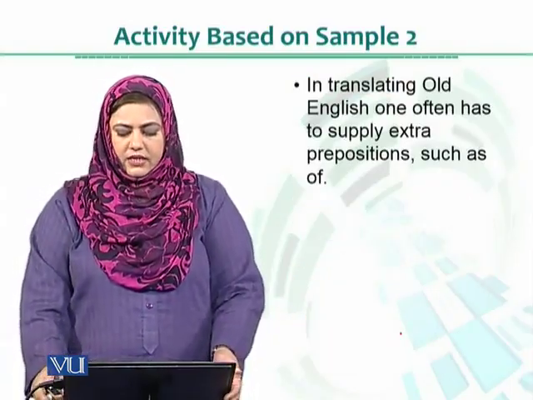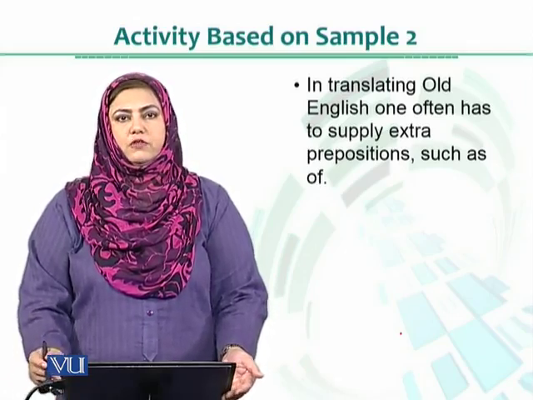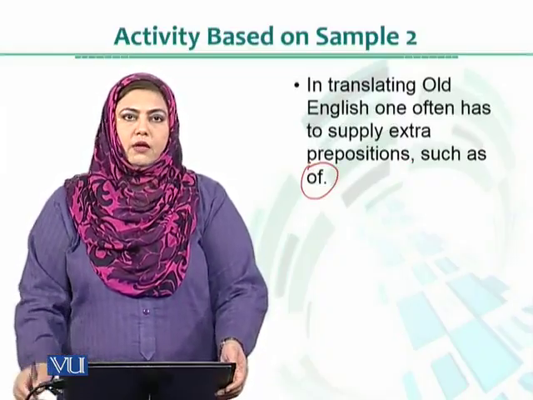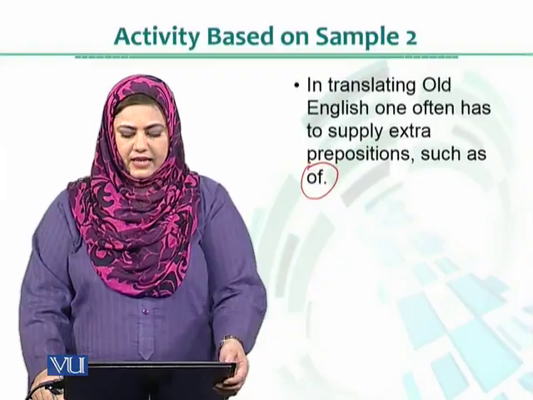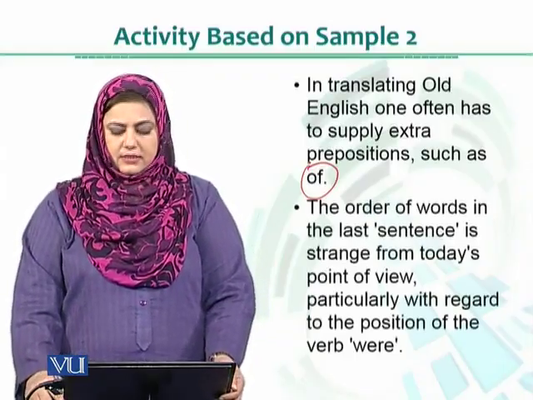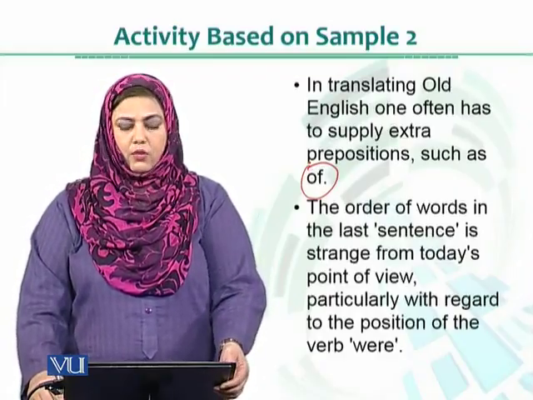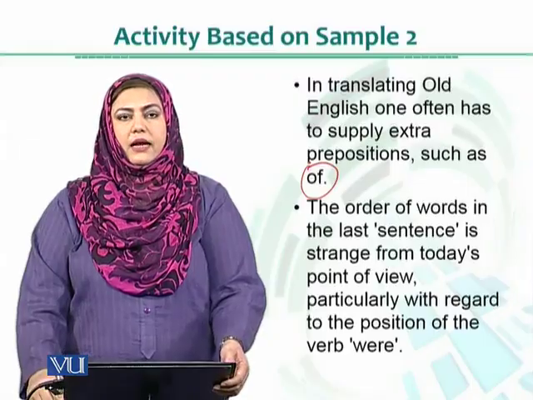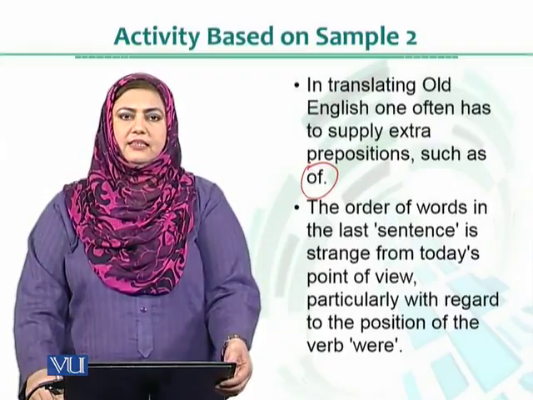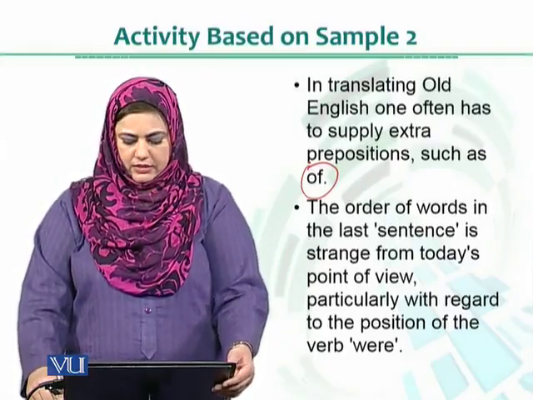In translating Old English, one often has to use extra prepositions because the prepositions are most of the times absent in Old English. For example, the use of "of." We have to add while translating that because it is not found there. As far as the word order is concerned, again, there are some word orders that are quite different from today, and there was a lot of variety and freedom in the choice of structures and syntax, whereas modern English has comparatively more restricted structures.